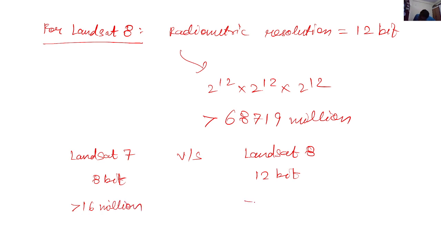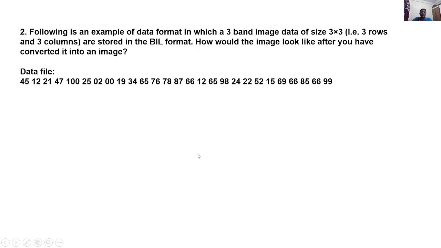And for Landsat 8 would be in excess of 68,719 million. So it's actually a massive increase as you increase the radiometric resolution from 8-bit to 12-bit. So let's see the next question.